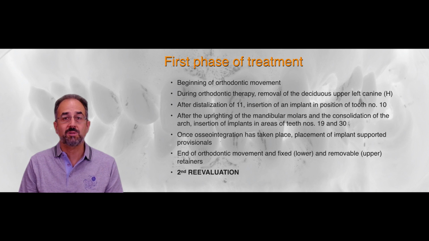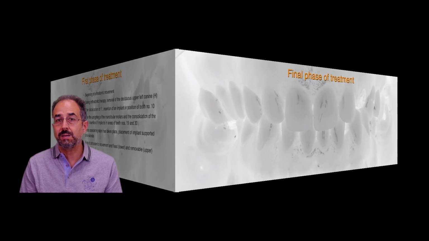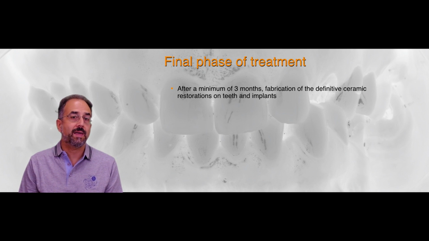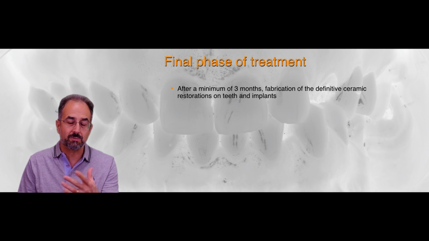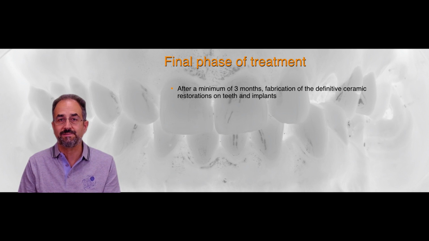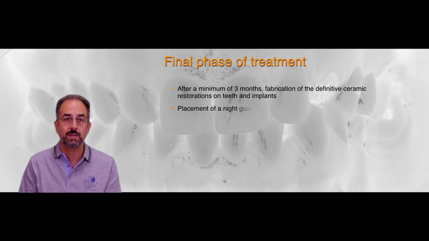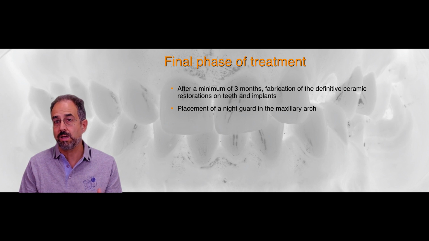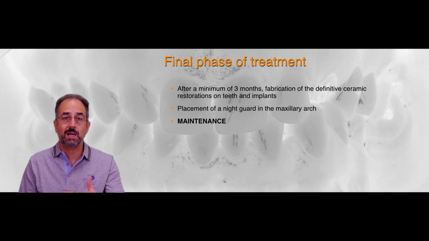And this is the time of the second reevaluation. We left enough time for things to settle in and mature, and then we were able, after about 3 months, to carry out the final phase of treatment. And at the end, I always deliver a night guard, which is also a removable retainer for the upper teeth, and then we place our patient in a maintenance schedule.